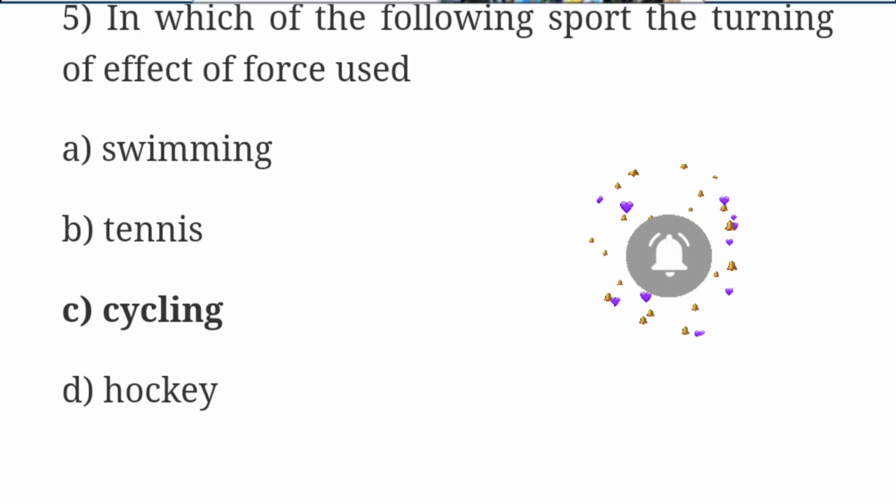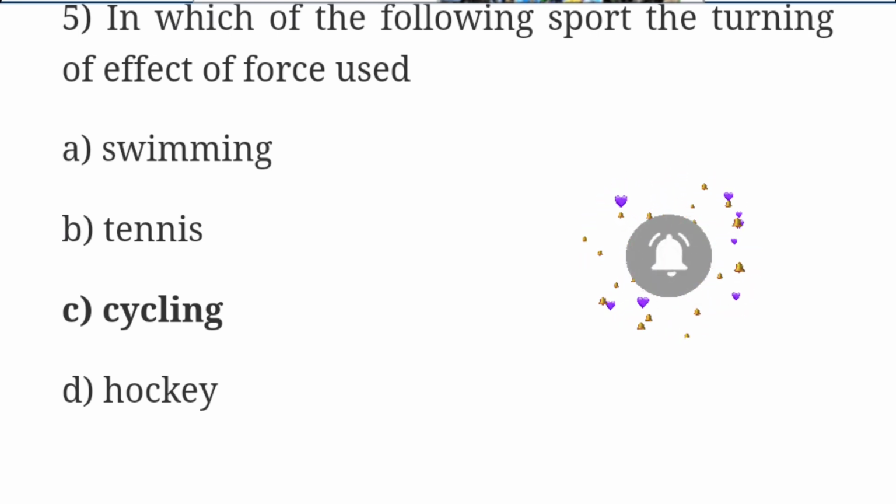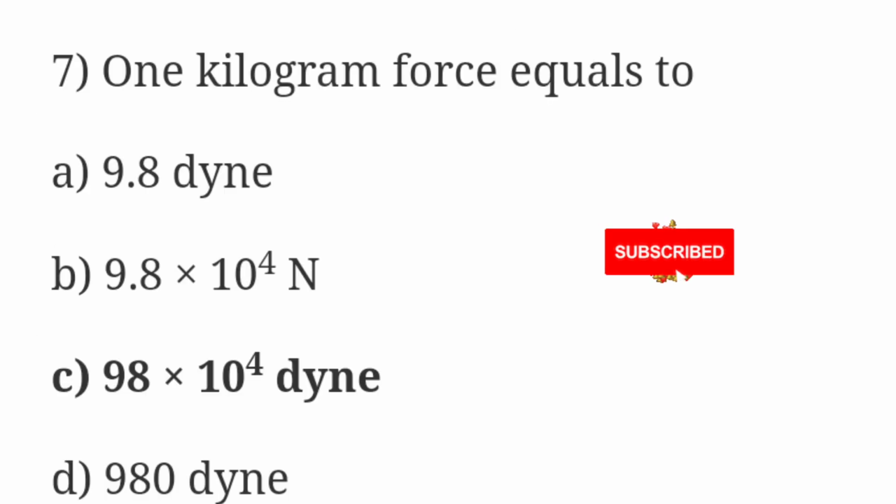Fifth one, in which of the following sports is the turning effect of force used? Answer option C, cycling. Sixth one, the unit of G is m s^-2. It can also be expressed as answer option B, N kg^-1. Seventh one, 1 kilogram force equals option C answer, 9.8 into 10 to the power of 4 dyne.